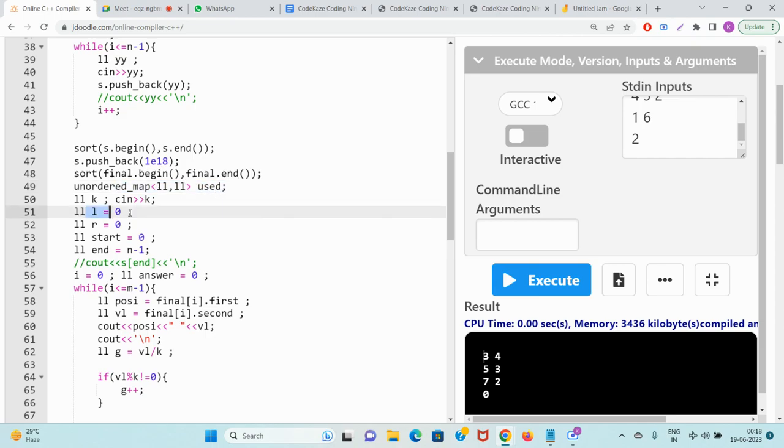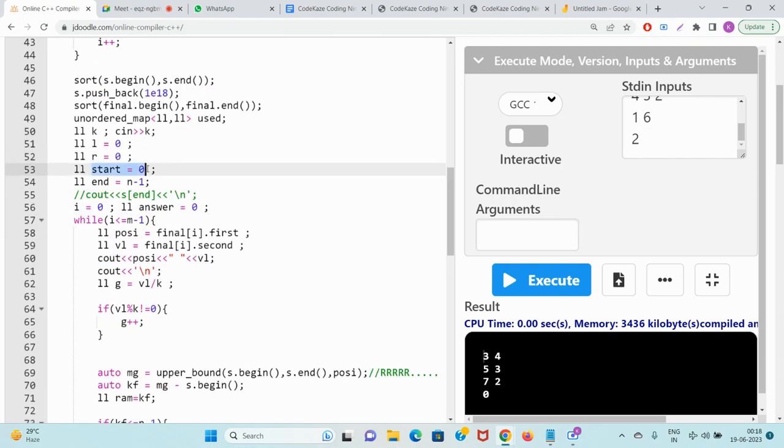See, I'm declaring L as 0. I'm declaring R as 0. Clear, guys? I'm declaring start as 0. It means if I want to use the soldier from the leftmost point, I will use the start index. Leftmost soldier. And if I want to use the rightmost soldier, this is the end index, n minus 1, the rightmost soldier. Okay, guys. So m minus 1.